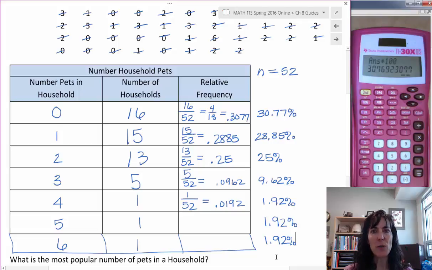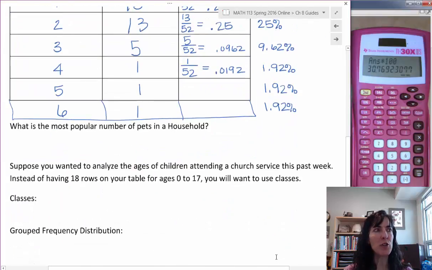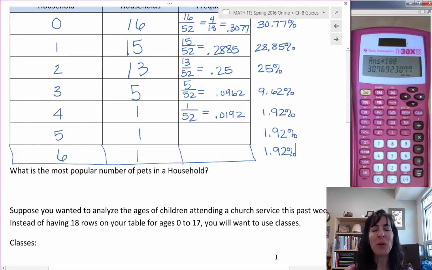Now we're ready to answer some questions about this distribution. What is the most popular number of pets in a household? Well, I think we know no pets is the most popular.